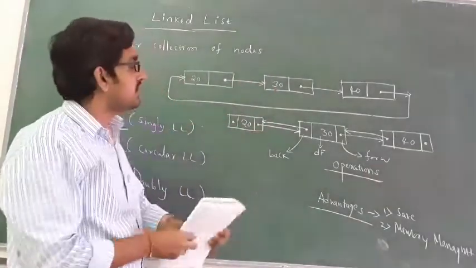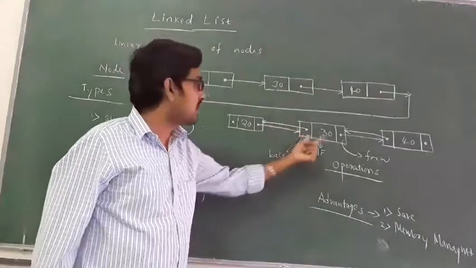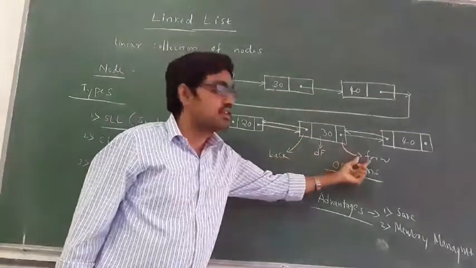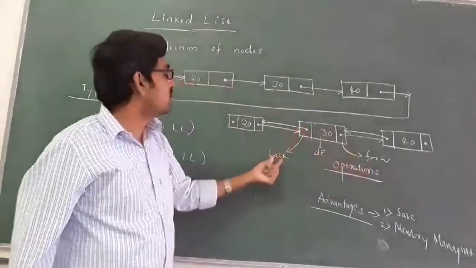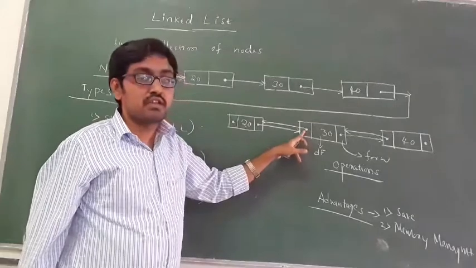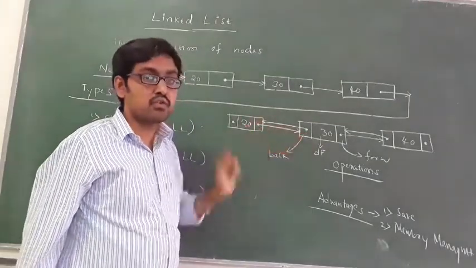Okay, there are three fields in this node. One is the middle, a data field. The second one is a back field. The third is a forward field. Then what is the use of the back field? It contains this link field. This link field contains the address of the previous node.